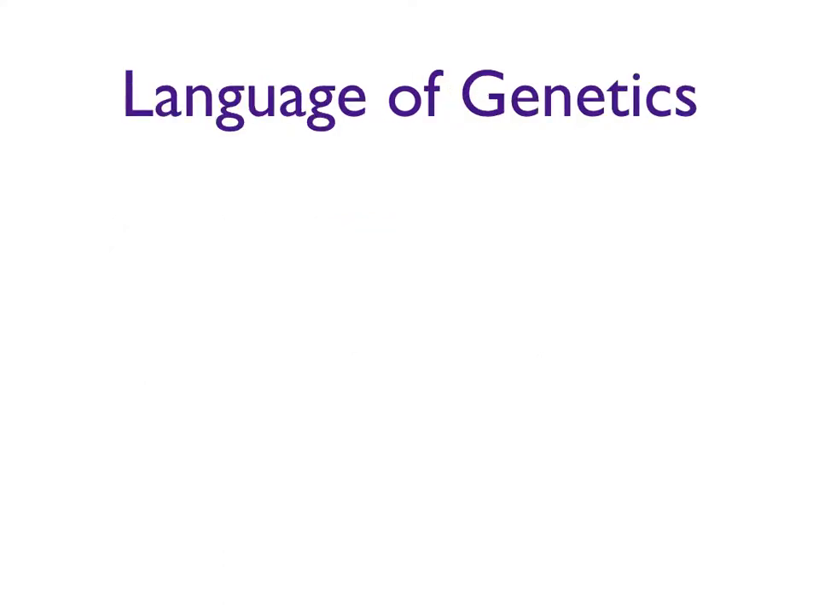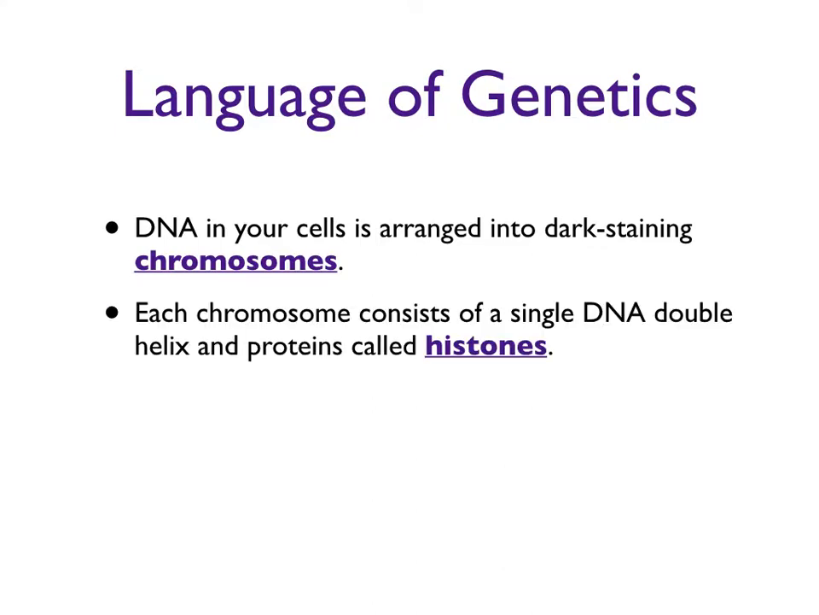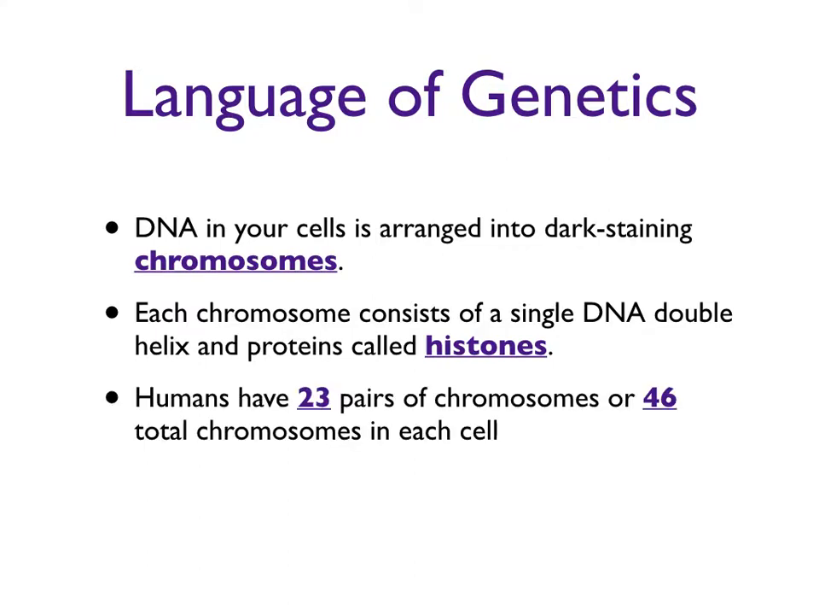To begin, let's review some important terms. Remember that housed within the nucleus of each of the cells in the human body is DNA. DNA, which stands for deoxyribonucleic acid, is our body's genetic material, the molecules that contain the information that make us who we are. The DNA in your cells is arranged into dark staining structures called chromosomes, and each chromosome consists of a single DNA double helix associated with special proteins called histones.